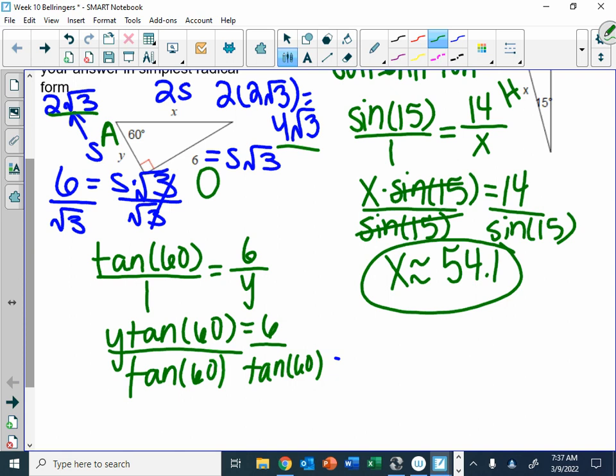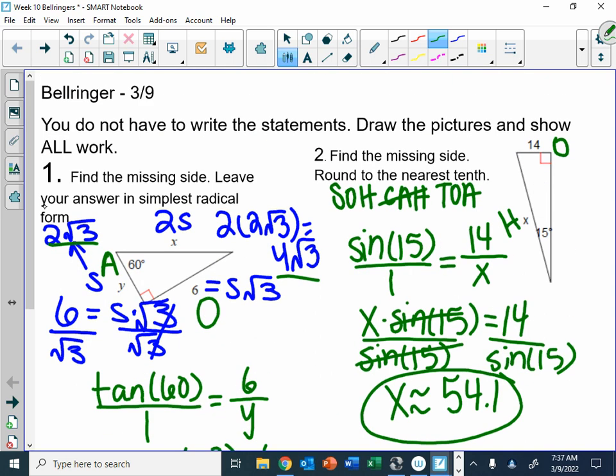So I have the 14 opposite, and then the x, it's adjacent, but it's across from the right angle. So it's got to be a hypotenuse. Remember that adjacent, I don't think I emphasized this enough yesterday, adjacent can only be for a leg. A hypotenuse is a hypotenuse. So if it's adjacent next to the angle, you need to make sure it's not a hypotenuse. If x were over here, then that would be adjacent because it's not a hypotenuse.